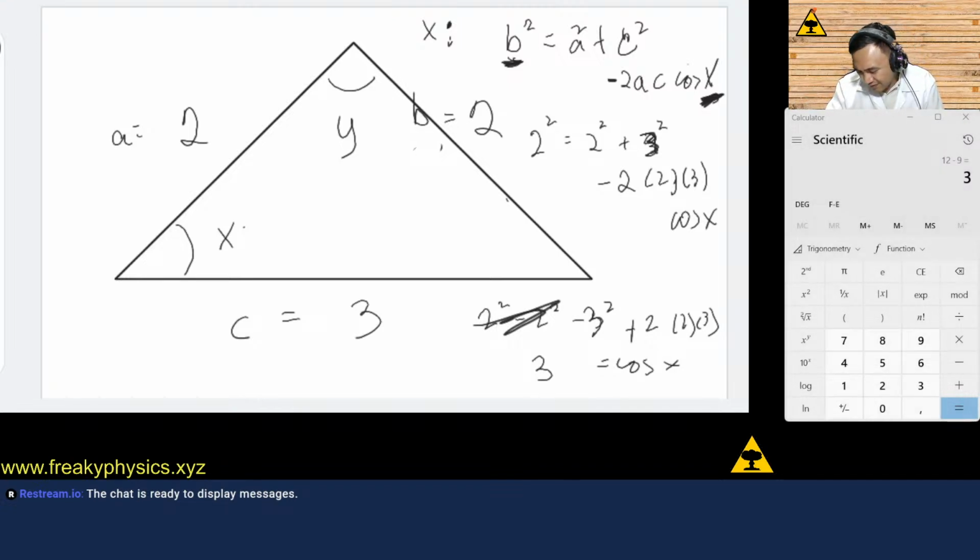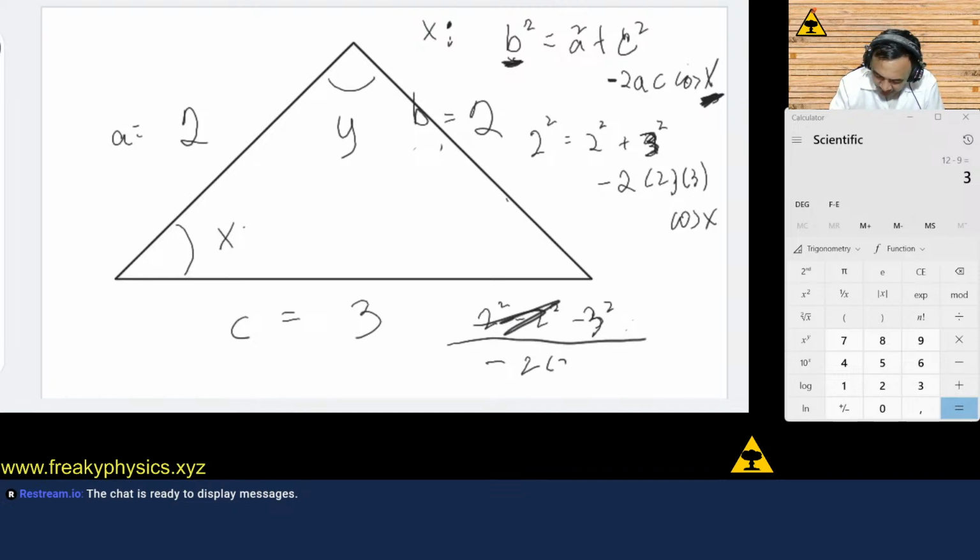Sorry, my mistake, I'm not thinking straight there. I made a mistake there. So it should be equal to, it's not minus, it's divided by negative 2 times 2 times 3 equals cosine x.